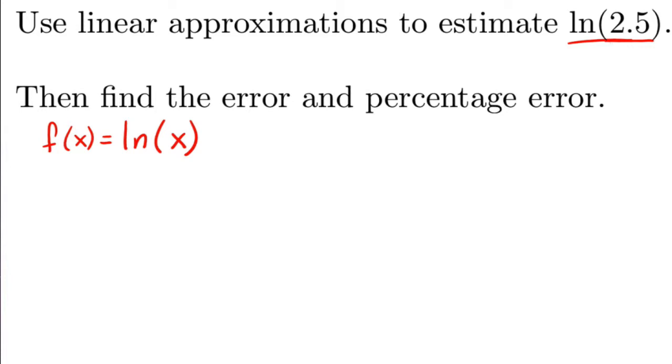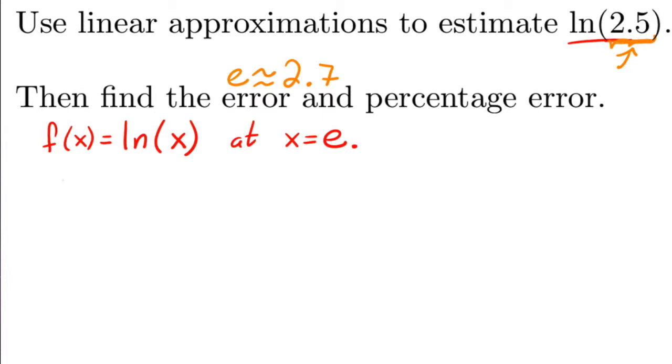Then you have to look for a point that's close to the one you're looking for. The closer, the better. But you want it to be one that you can actually find. So if you think of the numbers that you can actually find the natural log of, near 2.5, you go, oh, hey, e is about 2.7, so let's use that number. So we're going to find the tangent line of natural log of x at x equals e, and this is what we're going to use to approximate natural log of 2.5.